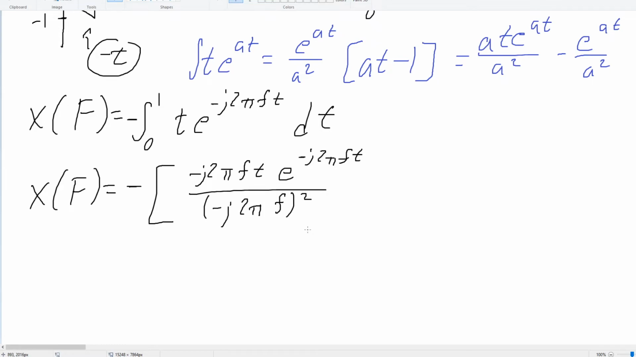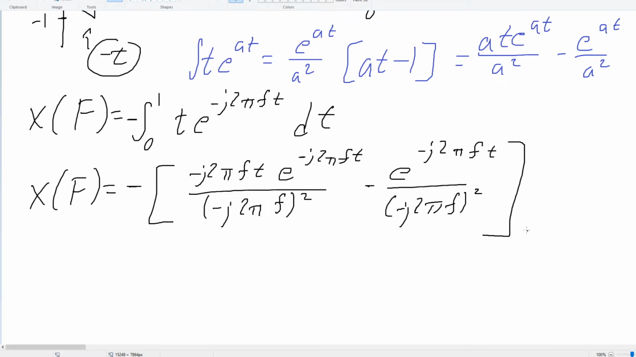Right. Alright, and this is minus e to the, what would this be? E to the negative j 2 pi ft over negative j 2 pi f squared. And this will be from 0 to 1.